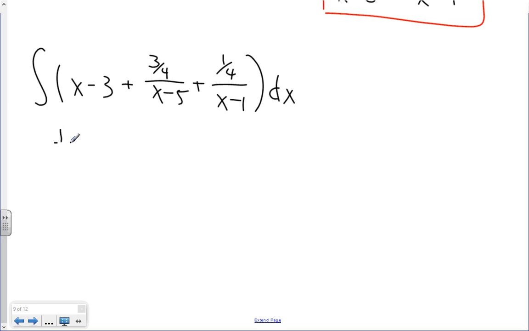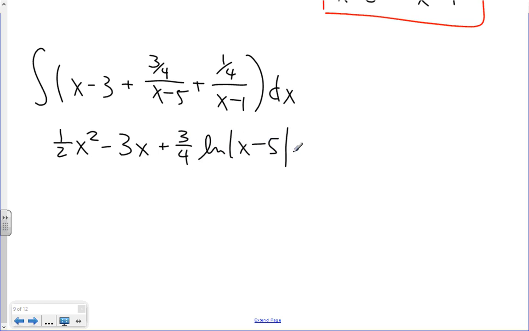Integral of x is 1/2 x squared. The integral of 3, of course, is 3x, so it's a minus 3x here. Here, this is a logarithm. So the 3/4, remember, stays out front. ln of the absolute value of x minus 5. And finally, 1/4 ln of the absolute value of x minus 1. Let's see. And we are done. That right there is our definite integral. All right, that's how we deal with improper algebraic fractions. All right, let's look at some variations now that we can run into.